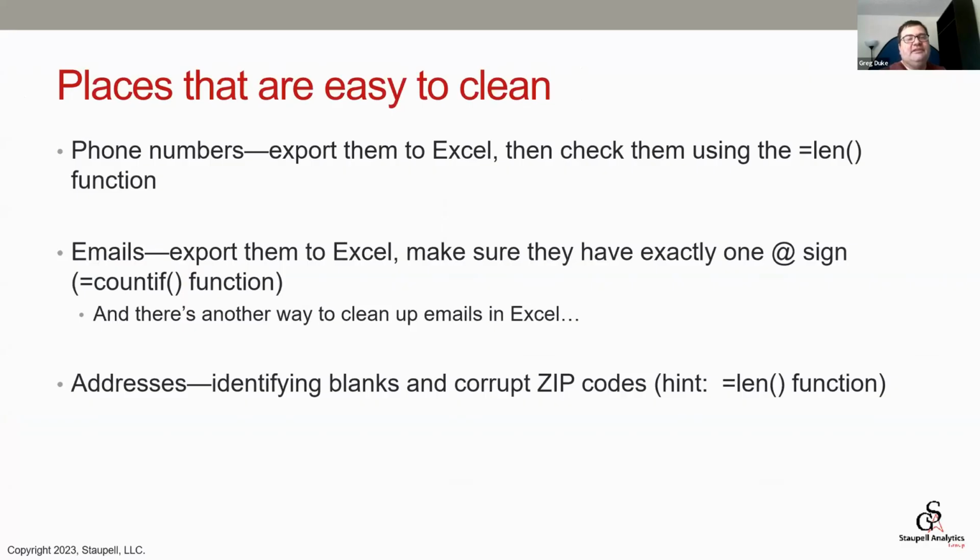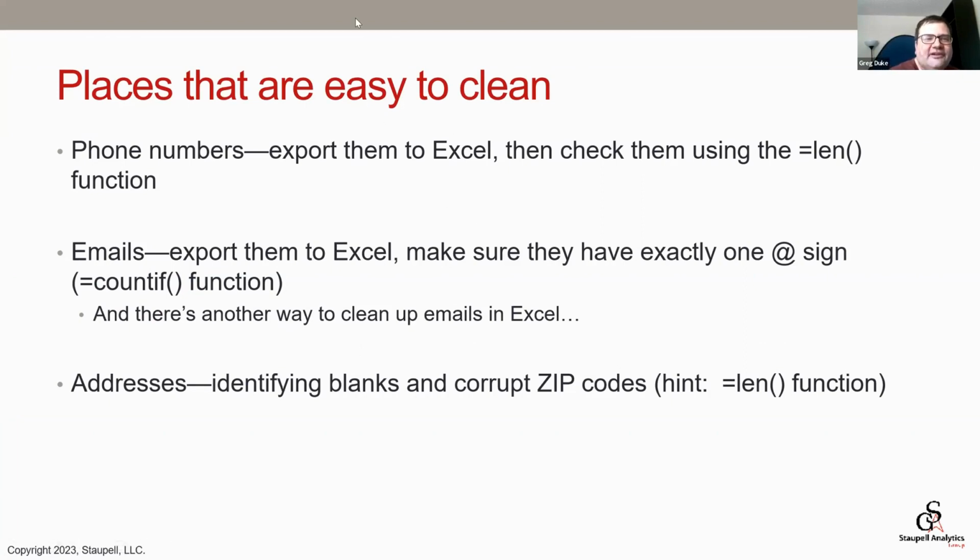So the next place that's fairly easy to look at for especially corrupt information is emails, because emails have to have a specific format. First of all, they have to have exactly one @ sign. And in Excel, it's easy to identify how many @ signs or other pieces of text a cell has by using the COUNTIF function. And there's also another way to check to make sure that your emails look correct.